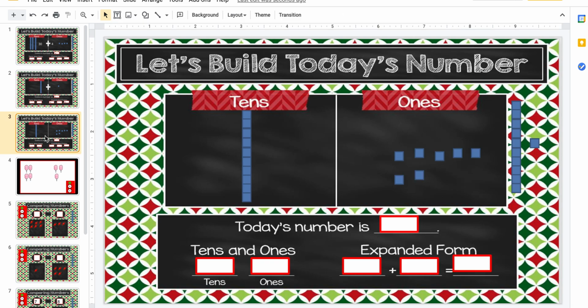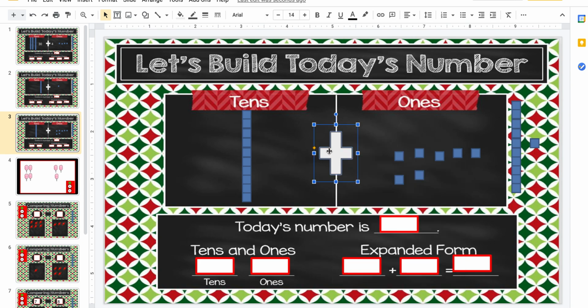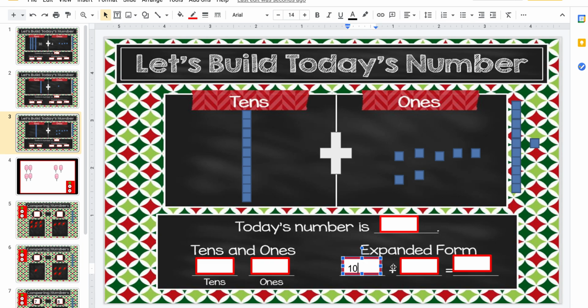Let's try it one more time. So add our plus sign right here in the middle. So we've got how many on this side? 10 plus how many on this side? 7. So that's all it is. We're going to fill in the boxes with 10 plus 7.